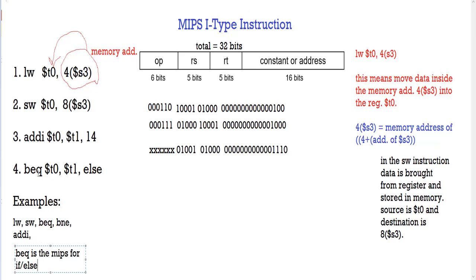So branch if equal to T0 and T1 else. So this is how we're going to represent it. We're going to start off with x. X, X, X, X, X, X. Next, we're going to be representing T0 as our source. So here there is actually no source and no destination. So it just compares the value in T0 and T1, and if they're equal, the code will then go on to the else, to the address represented by the else statement.